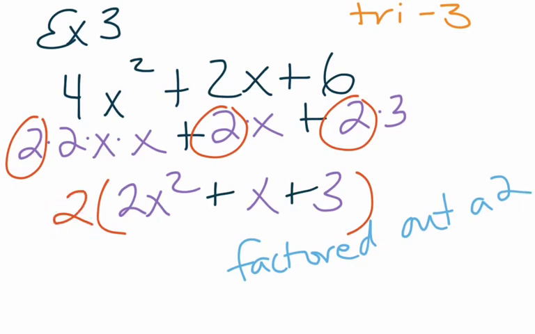Now you can say, well, what happened to the other 2's? They're there. They're just going to be there in the distribution. So when you distribute, you'll get the 4, and then you'll get the 2x, and then you'll get the 6, 2 times 3. So they're still there.